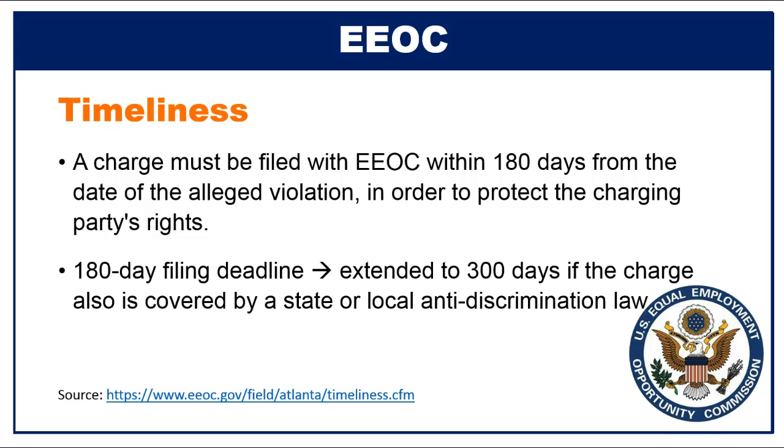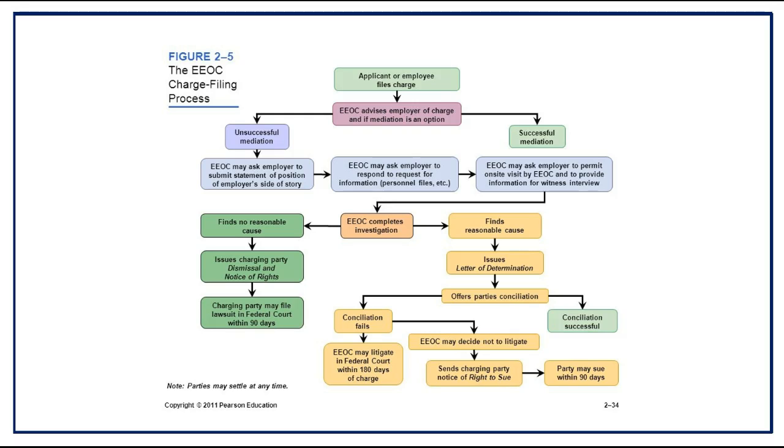And that 180-day filing deadline is extended to 300 days if the charge is also covered by a state or local anti-discrimination law. Now, it's important to understand that an applicant who has a claim cannot just jump to court. There is a process set up by the system to exhaust all administrative steps with the EEOC or its equivalent agent at the state level before a claimant can go to court.